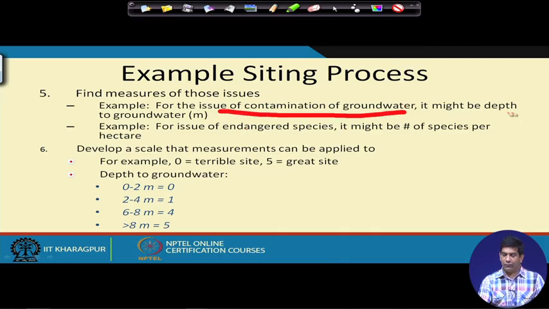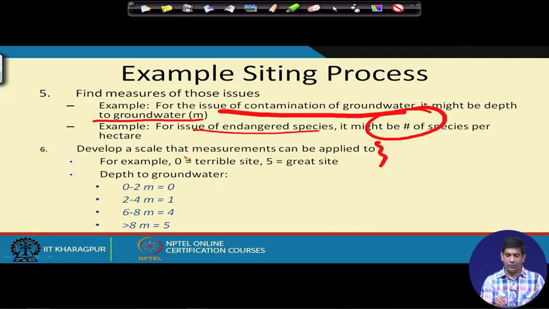How will we do it? We can do it by the depth of the groundwater. And then there could be the issue of endangered species. It might be the number of species per hectare in that area. So those are important. So then we put a scale on the site, where a score of 0 is for the terrible site, and 5 is a great site.